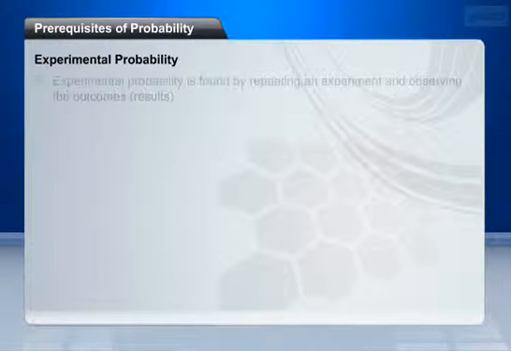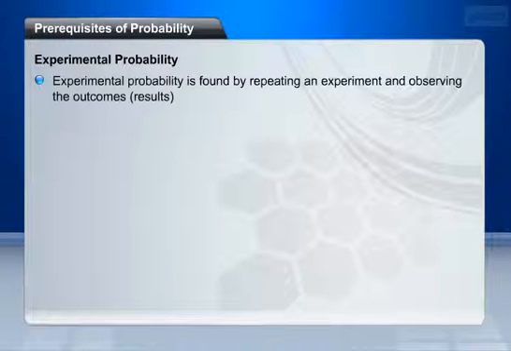Prerequisites of probability. The following concept is discussed as the prerequisites of probability. Experimental probability. Experimental probability is found by repeating an experiment and observing the outcomes or results. Now let's do an experiment and observe outcomes.